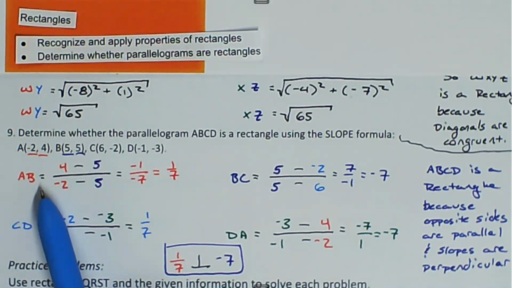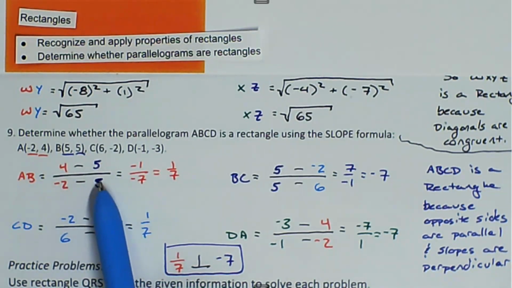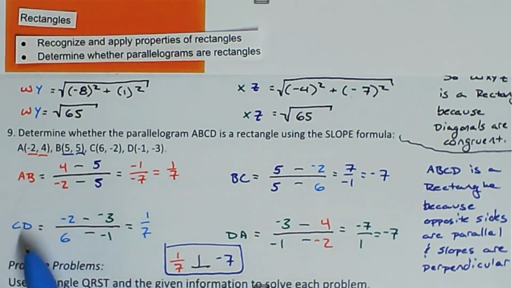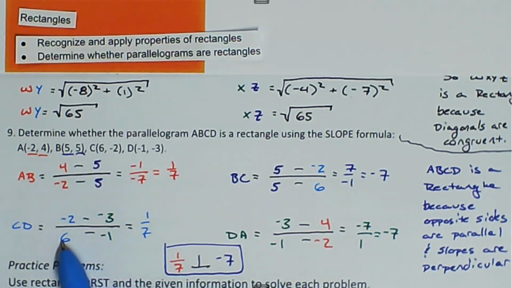So AB, we have 4 in the y, negative 2 in the x, 5 and 5, and we get a slope of 1/7. CD, we have negative 2 for the y and 6 for the x, and negative 3 for the y and negative 1, so we get a slope of 1/7. So we know that those opposite sides there are parallel, so that's a good start.